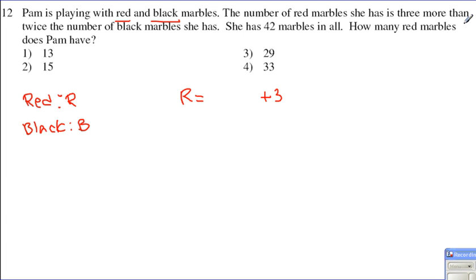You see it printed at the end? And then twice the number of black marbles that she has. Now, she has 42 marbles in all. That means R plus B will be equal to 42. How many red marbles does Pam have?